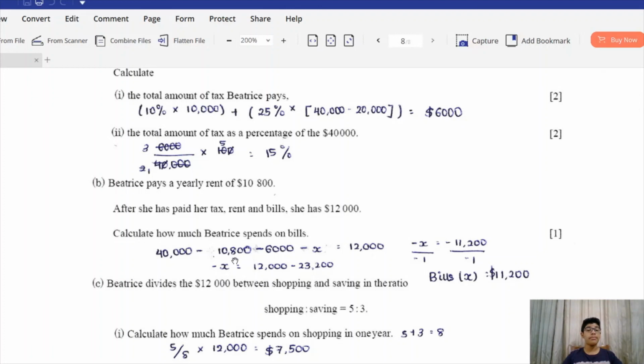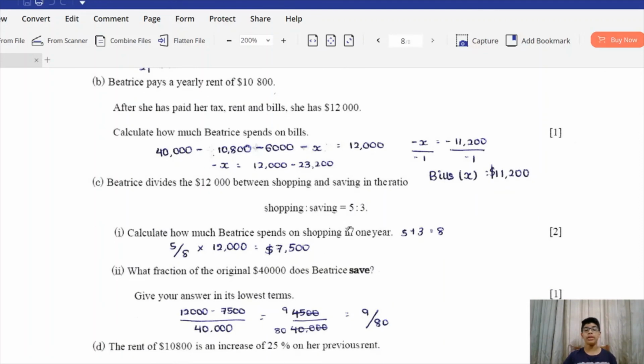So 40,000 minus 10,800 minus 6,000 is 23,200. So 23,200 minus X is 12,000. We're going to collect like terms. So bring 23,200 to the other side. We should get that negative X is equal to negative 11,200. We cannot have negative X, so we divide both sides by negative 1. And as such, X becomes positive, and it's now equal to 11,200. The bills are equal to 11,200, and the bills are X basically.